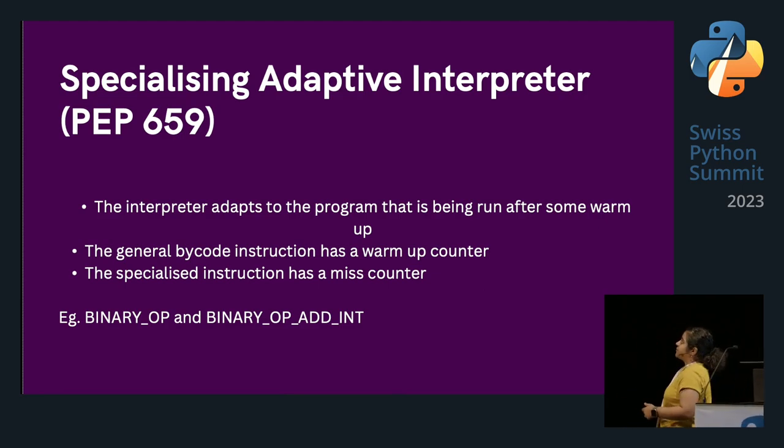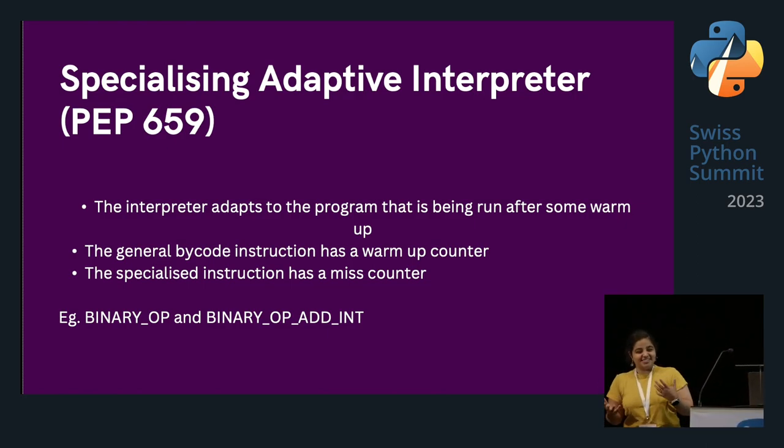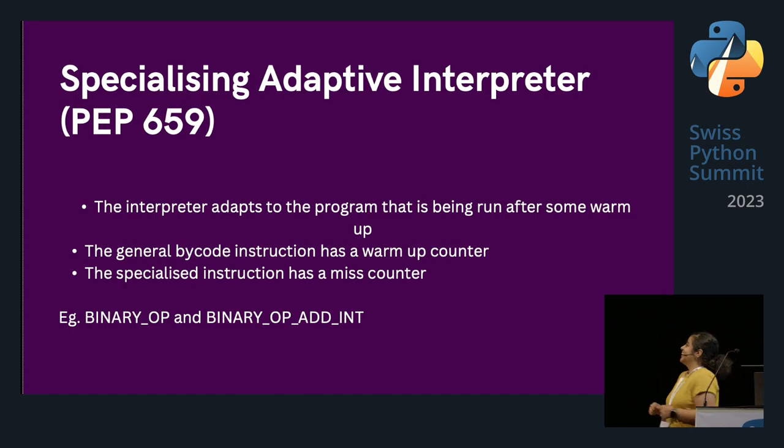This specializing adaptive interpreter is also another. I forgot to mention, the last one actually gave you the 3x speedup that you saw going from Python 2 to 3. This one gives you a 25% speedup in Python 3.11. It's called a specializing adaptive interpreter. It's a very fancy name for something very simple, but very cool.